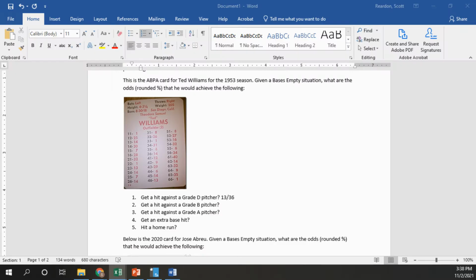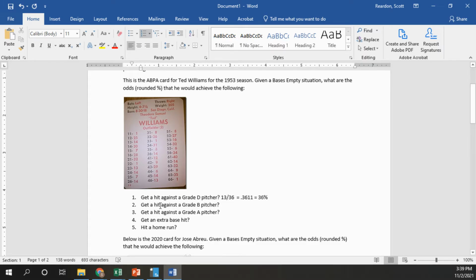And I'm going to get my Excel spreadsheet out here. 13 divided by 36 is 0.3611, repeating. So move the decimal place over twice. He has a 36% chance of getting a hit against a grade D pitcher. Now, in baseball terms, that's a pretty good chance. Okay. Now, I wouldn't say that's his batting average against a grade D pitcher because there are walks included in there that might decrease his number of at bats.